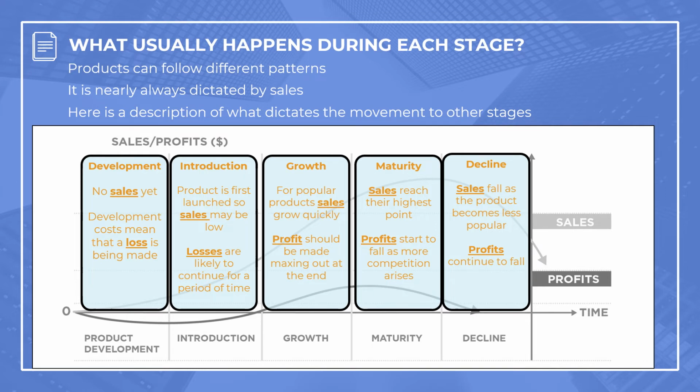So if you are given a description and it talks about whether the profits are going up or down, or whether sales are going up or down, you should be able to figure out around about which stage the product is at. So we can see the 5 stages again. It's really important that you learn all of these with the development, introduction, growth, maturity, and decline. And you need to be aware of what's happening with the profits and the sales at each of these points.